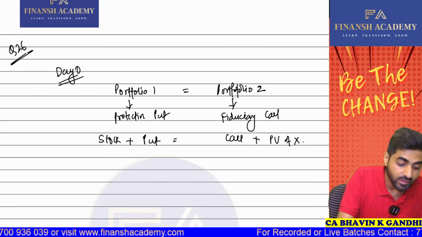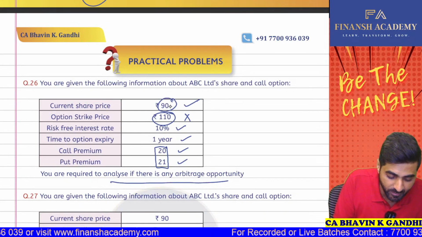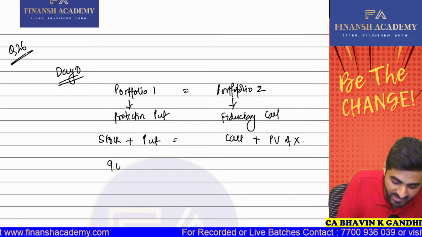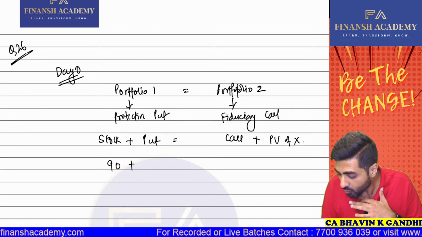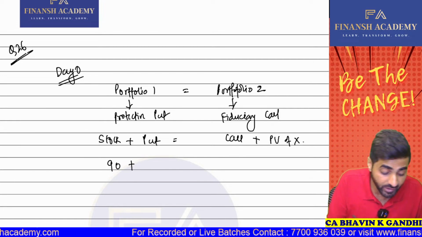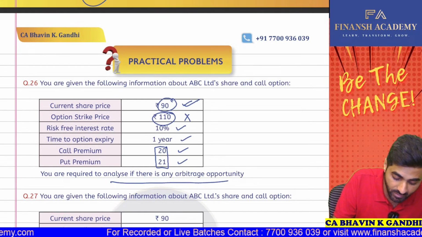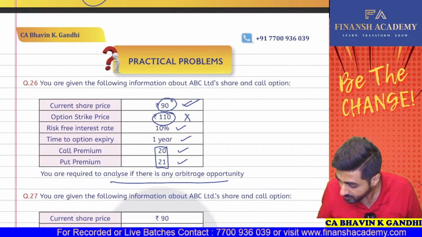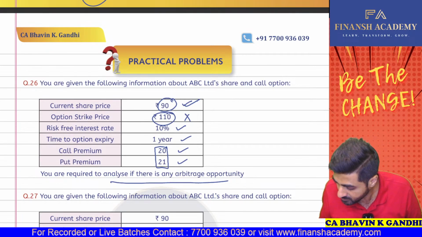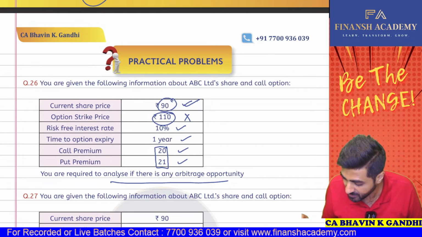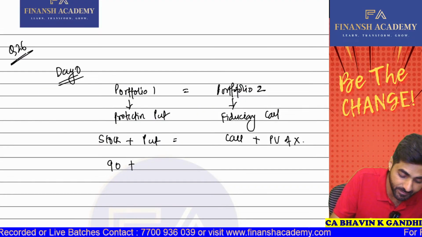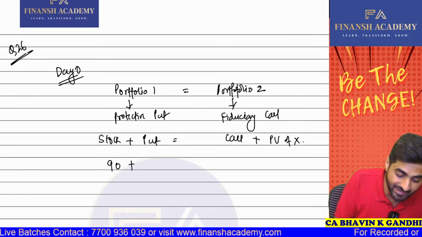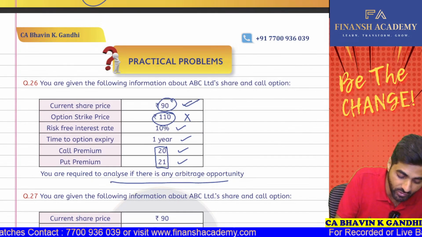Now, what is the spot price today? The spot price today is nothing but 90 rupees. So your current share price is 90. Let's say, for example, your current market price is 90 rupees. So I'll take now 90. What is the put option? The put option which you have is nothing but 21 rupees.